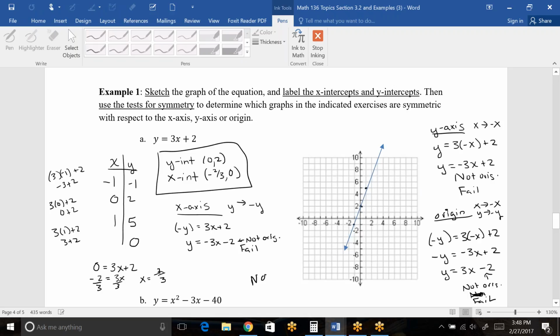This has none of the symmetries that we were looking for, which I can visually see, and that's all you have to do on the test, is to be able to visually see that, but that's what we're dealing with.